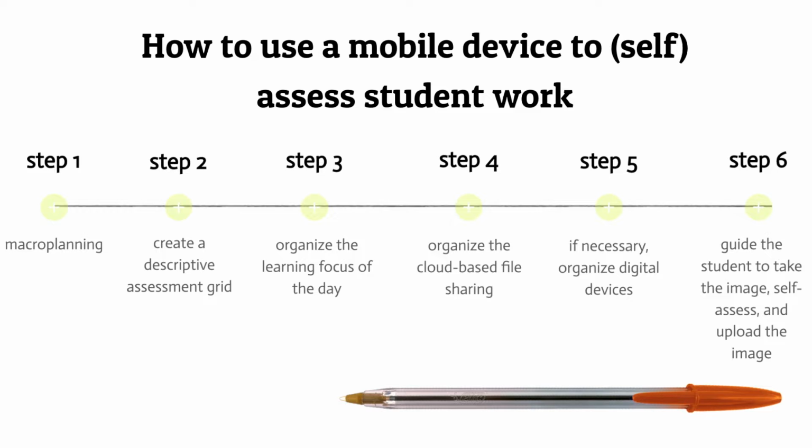Okay, so we have a few steps to do, but some of the steps we recognized from before. So step 1, 2, and 3, we've seen now a few times, and those are your macro planning, making sure you have a descriptive grid of the criteria that you're going after, and organizing what the learning focus of the day is. So if you want a little refresher on those 3 things, you can look at some of the videos from before. I think March and February 2022, I explained those in detail. This time around, we're going to start right with step 4, which is organizing the cloud-based file sharing.